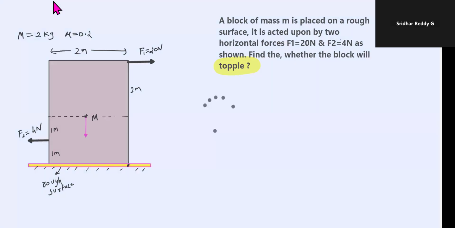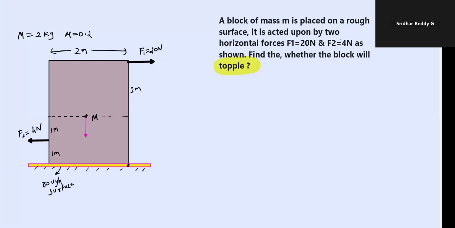Then we'll start the analysis like this. What is the applied force here? F1, 20 Newton. The other force is 4 Newton. And we have the mass of the block, 2 kg, mu is 0.2. Dimensions of the block are given. This is 2 meters and the total height is 4 meters.